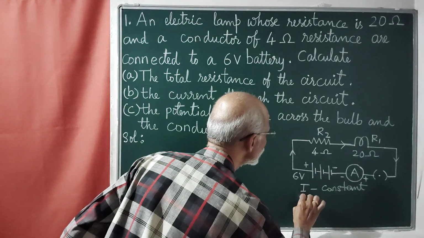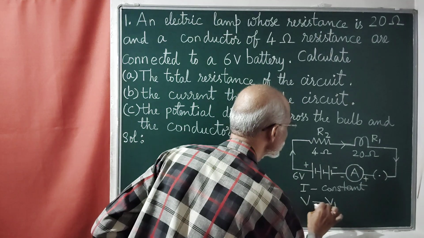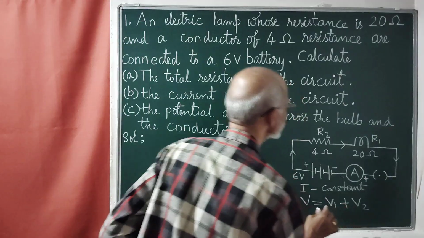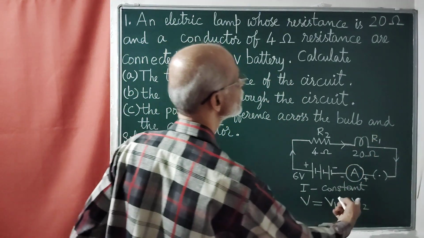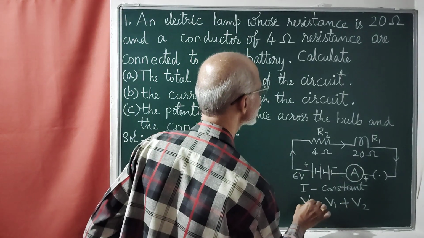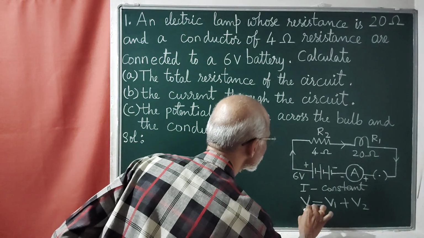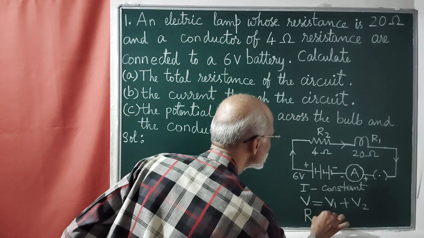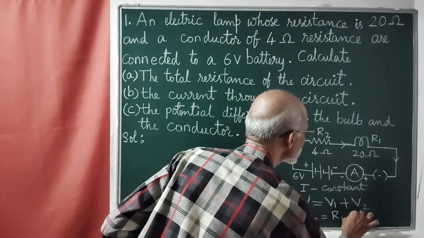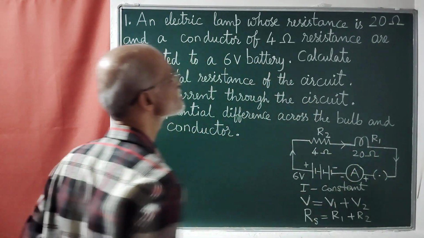Then the total potential difference of the circuit will be equal to V1 plus V2. V1 is the potential difference of the bulb, and V2 is the potential difference of the conductor. If we add them, we get the total potential difference across the circuit. The total resistance of the circuit Rs will be equal to the sum of the resistances, R1 plus R2.